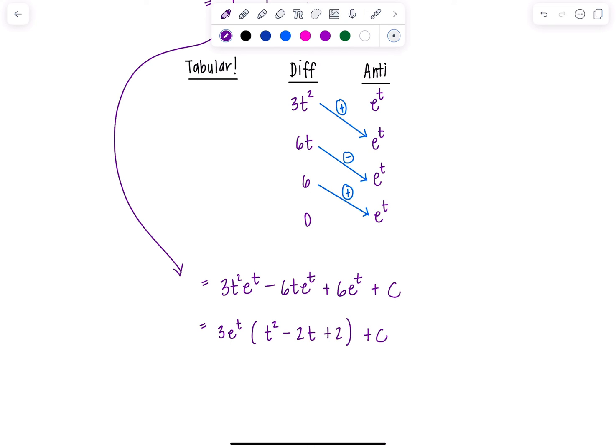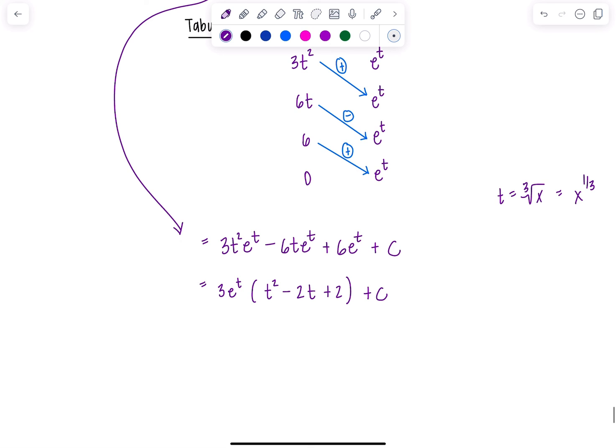And then now we have to go back. Remember, originally t was equal to the cube root of x, which is the same as x to the 1/3. So I'm going to go replace that here. So we have 3e. You could put cube root of x or x to the 1/3. Do you have a preference? I'm going to write x to the 1/3. And then t squared would be x to the 1/3 squared. So that's x to the 2/3 minus 2x to the 1/3 plus 2 plus c. And voila. That is your integral of the day.